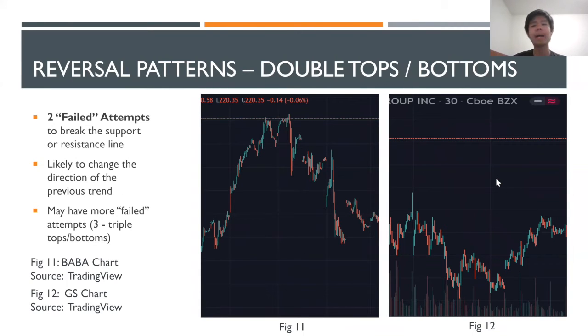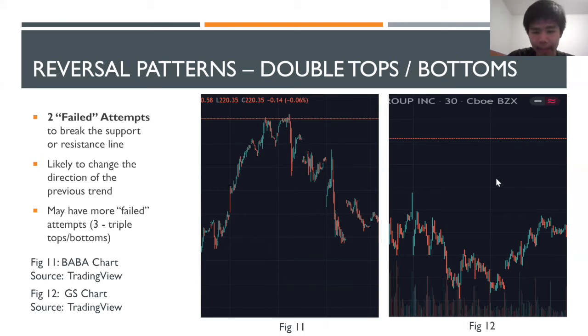Another reversal pattern that we will often see and encounter are what we call the double tops or the double bottoms. And as the name suggests, it consists of two failed attempts to break the resistance for the double tops or two failed attempts to break the support for the double bottoms.